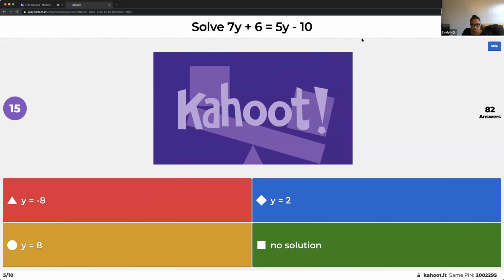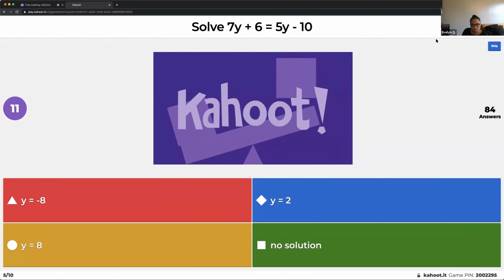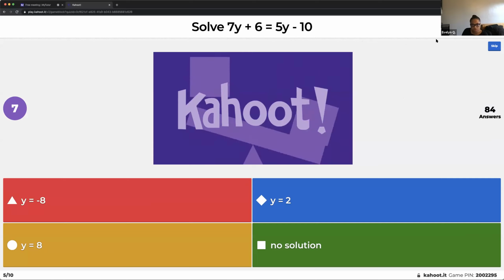And all of the things that we've gone through today will come up in the next 2 days. So on Tuesday and Wednesday, because solving simultaneous equations, you need to be able to solve linear equations before you can solve simultaneous. So it is quite important.